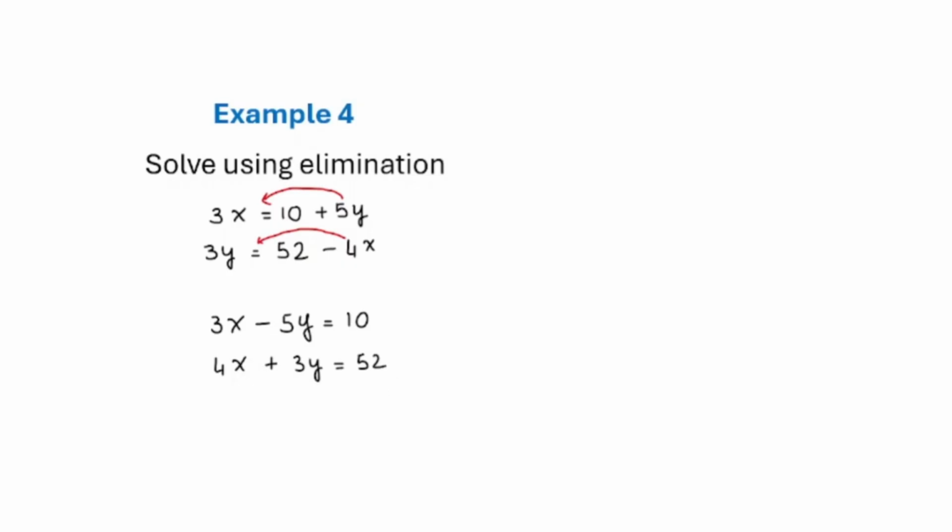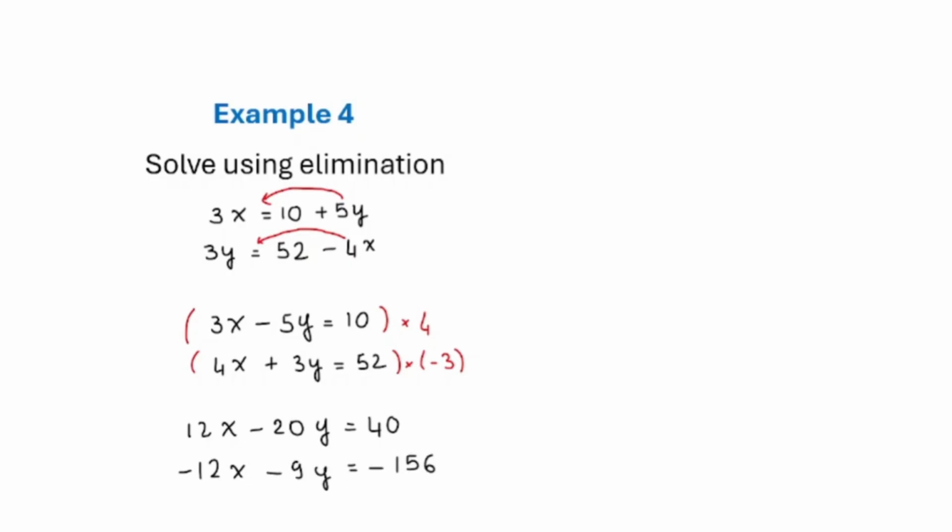Next, we choose a variable to eliminate. This time, we eliminate x. The coefficients of x are 3 and 4. So we multiply the first equation by 4 and the second equation by negative 3. The first equation becomes 12x minus 20y is equal to 40. The second equation becomes negative 12x minus 9y is equal to negative 156.